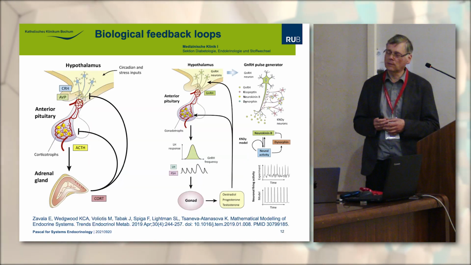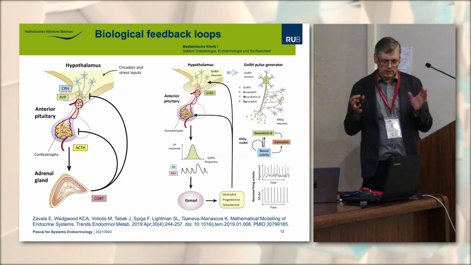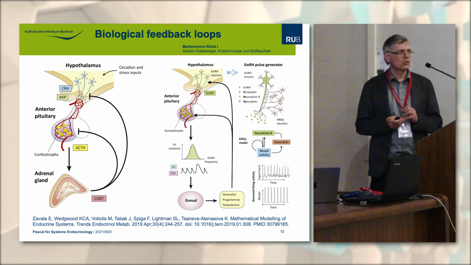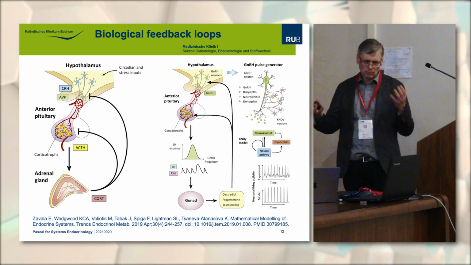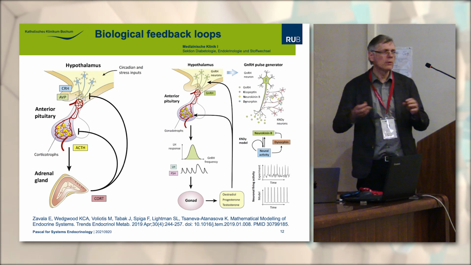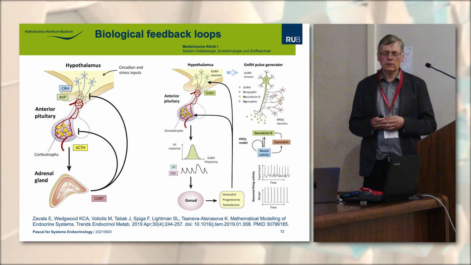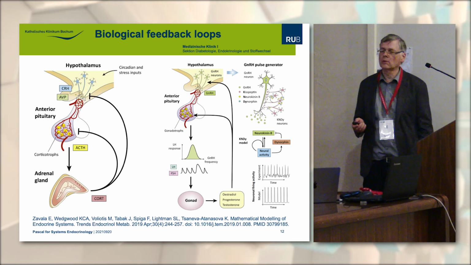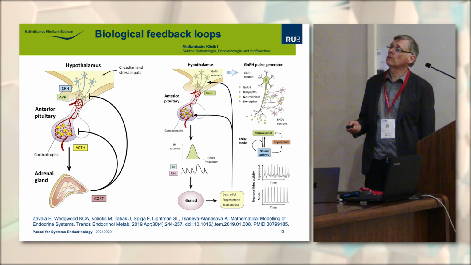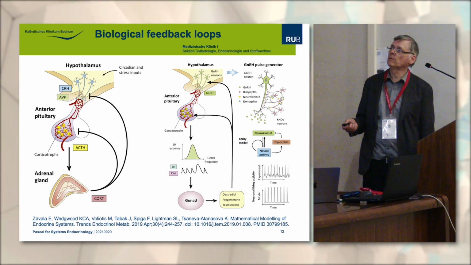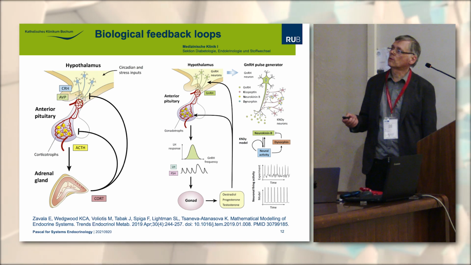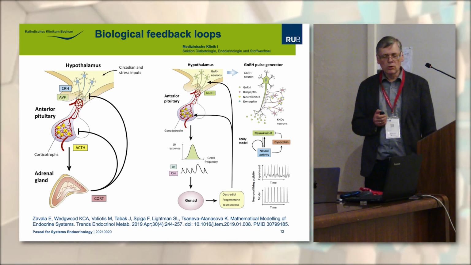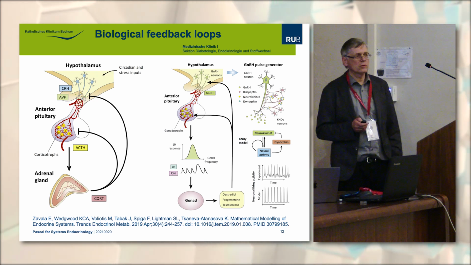They are in the center, and nearly every hormone in the organism is controlled by feedback loops, which enable the hormone to stay constant or to meet the requirements. This is an example for the adrenal gland, which produces important stress hormones. These are the gonads, which produce sex hormones, to name only two examples.